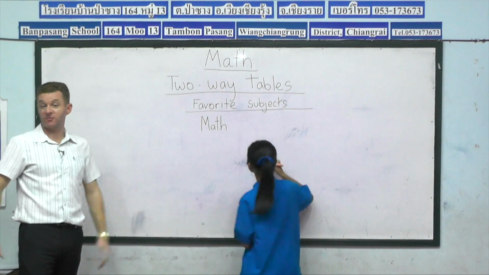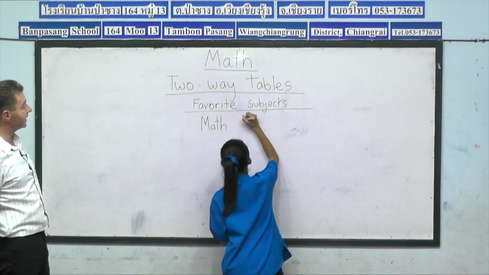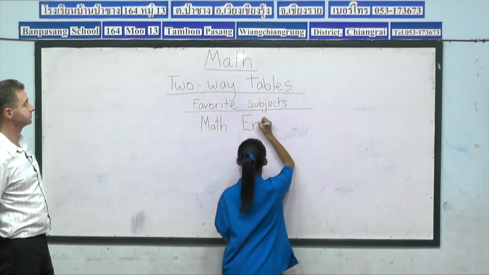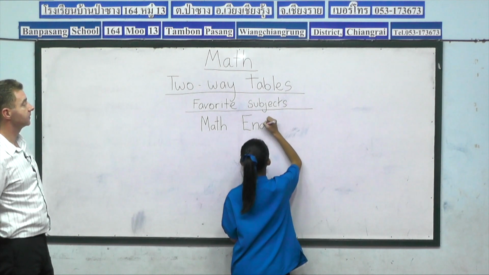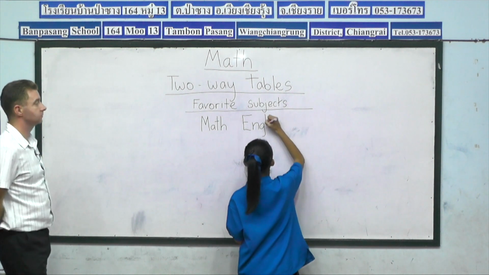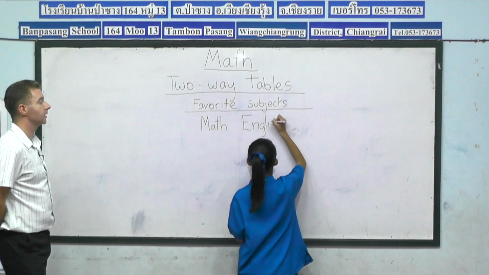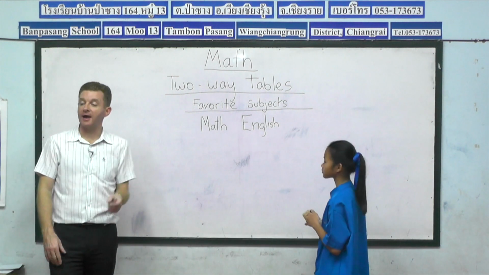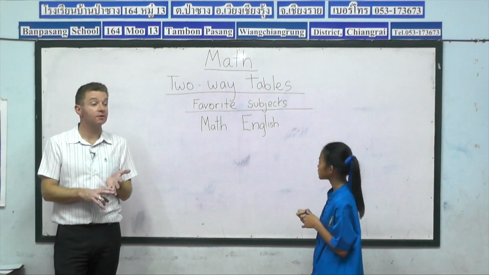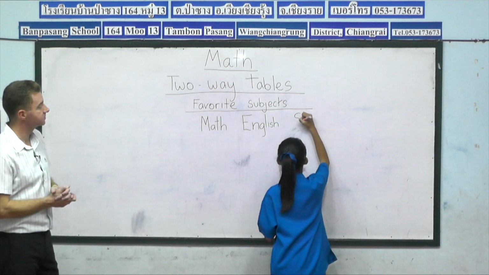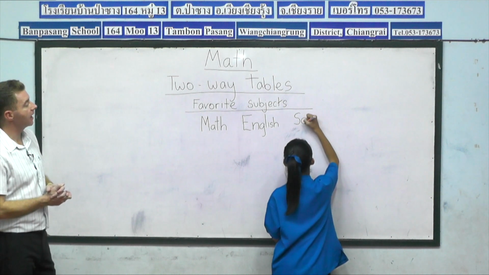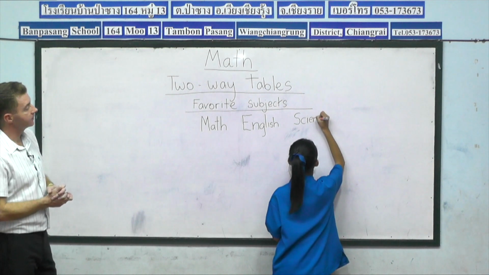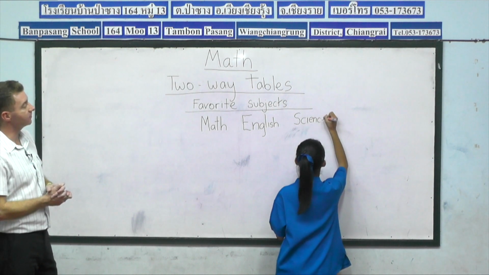English, okay. We're doing English, aren't we? So we can do English. E-N-G-L-I-S-H. Okay, very good. And one more choice, guys. We've got math, English, science. Yes, we can use science. S-C-I-E-N-C-E. Excellent.